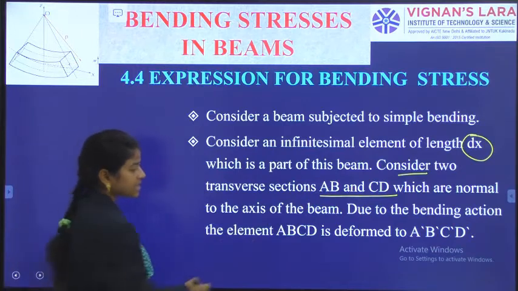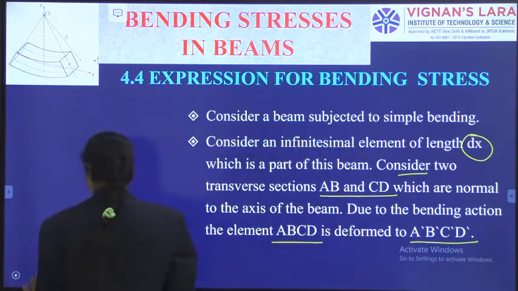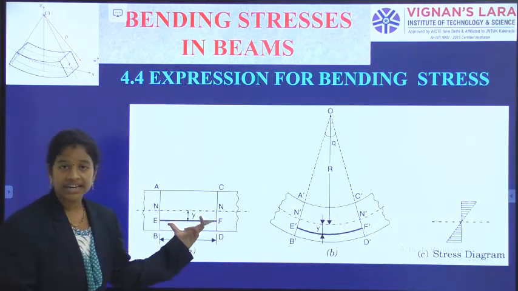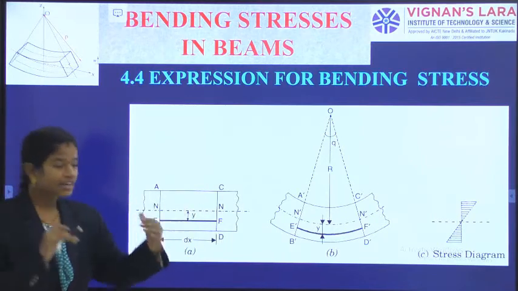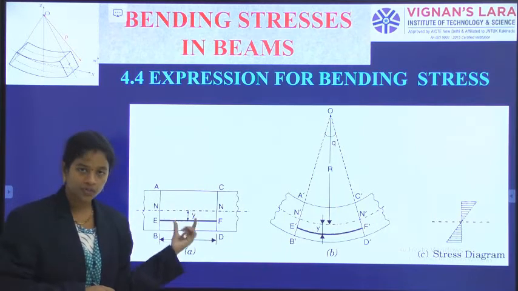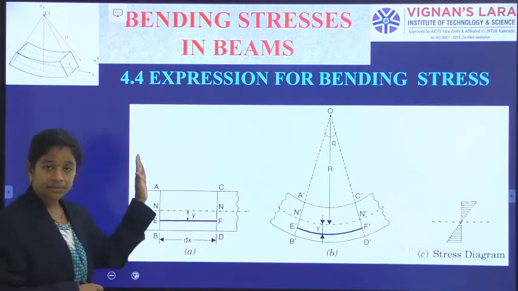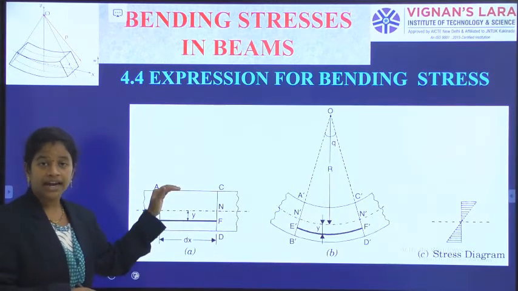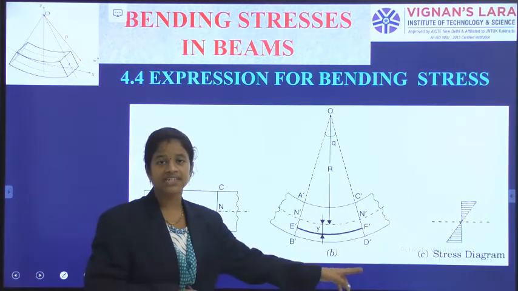Okay. Now this ABCD is deformed to A dash, B dash, C dash and D dash. So this is the shape. Originally a big beam was there which is being subjected to pure bending, and in that beam I am taking a very small element of length dx, and that dx is in between AB and CD, and due to the bending action it has taken some shape, that is A dash, B dash, C dash and D dash.